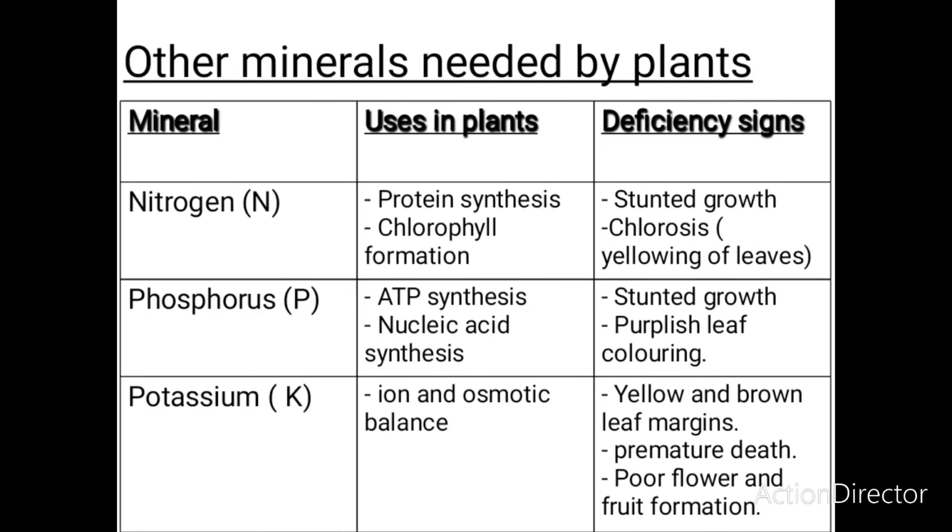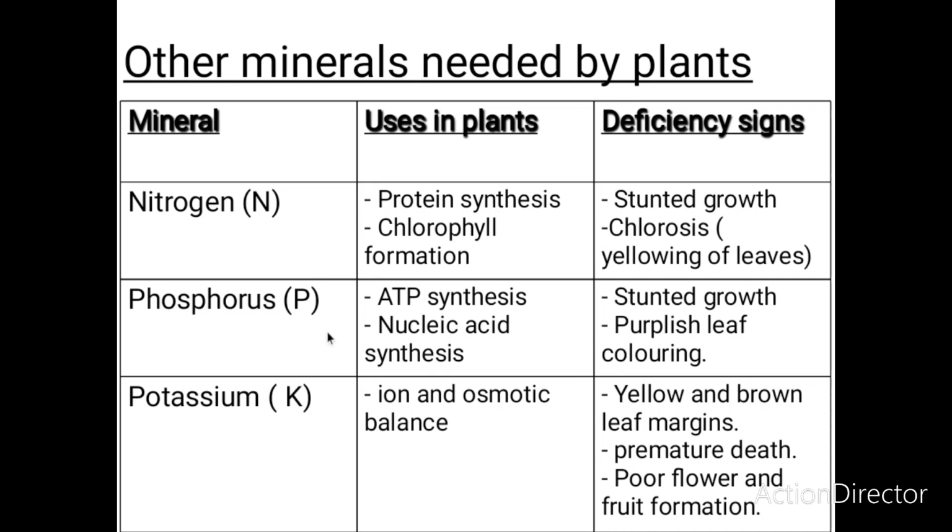So besides the fact that plants make their own food, they also need other minerals. So these minerals are absorbed from the soil. So plants need nitrogen, phosphorus, and potassium. So they need nitrogen for protein synthesis and chlorophyll formation. And if a plant lacks nitrogen, it presents with chlorosis or yellowing of leaves and stunted growth.